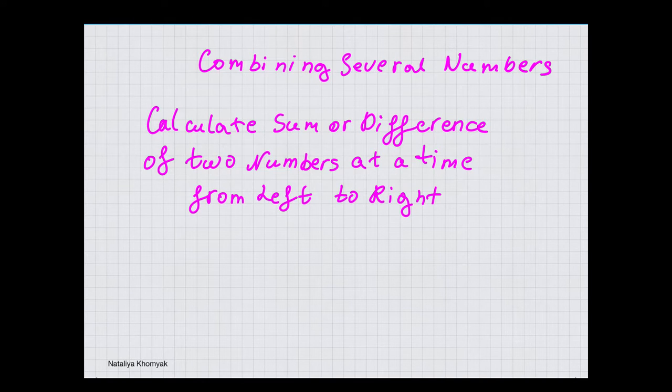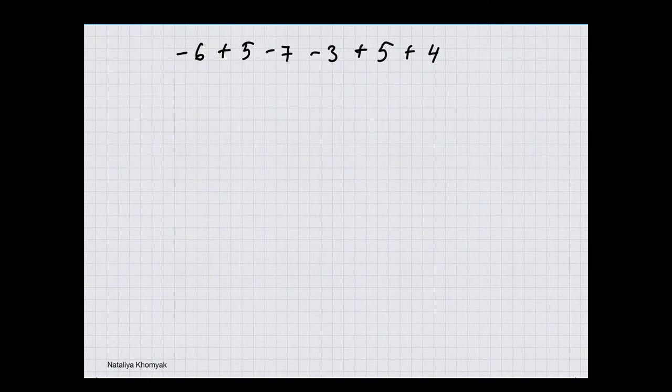Combining several numbers. Calculate the sum or difference of two numbers at a time from left to right. In the first example, we have -6 plus 5 minus 7 minus 3 plus 5 plus 4. Different signs, so we are calculating the difference. The difference between 6 and 5 is 1, and we have more negatives, so it's going to be -1. You want to copy everything else as is, so we have -7 minus 3 plus 5 plus 4.